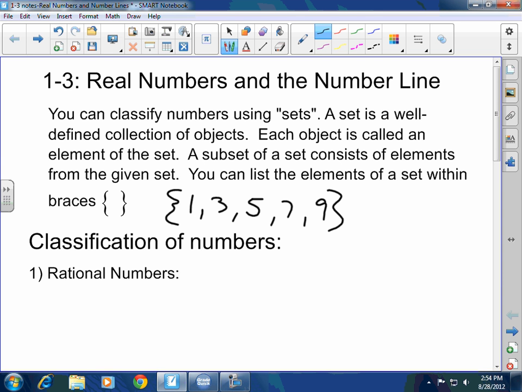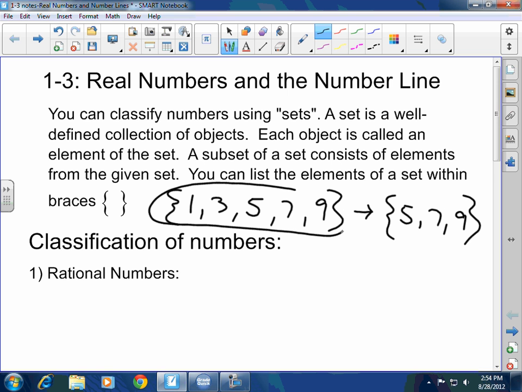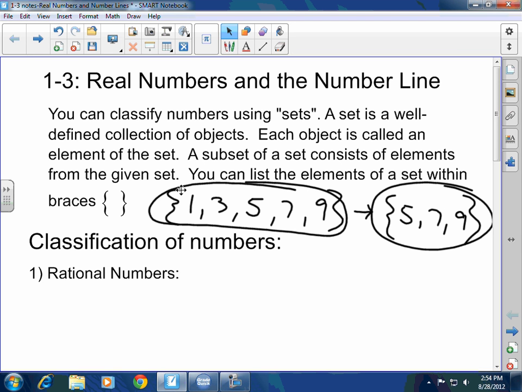Within this, we could form a subset of the first 5 odd numbers larger than 3. Then it would be 5, 7, 9. So the set of the first 5 odd numbers, and a subset of the first 5 odd numbers larger than 3. Okay, so let's talk about these number sets.